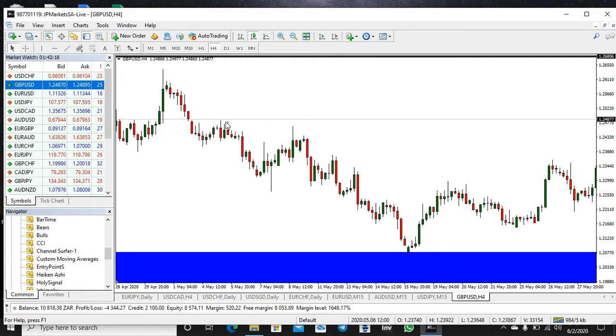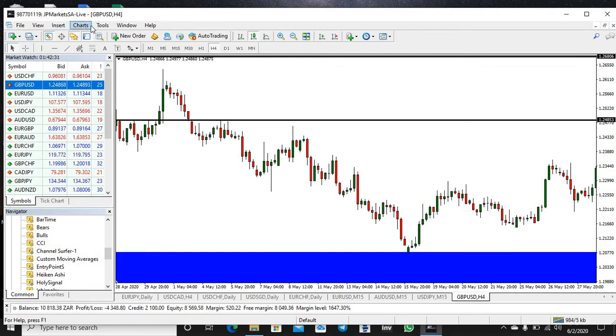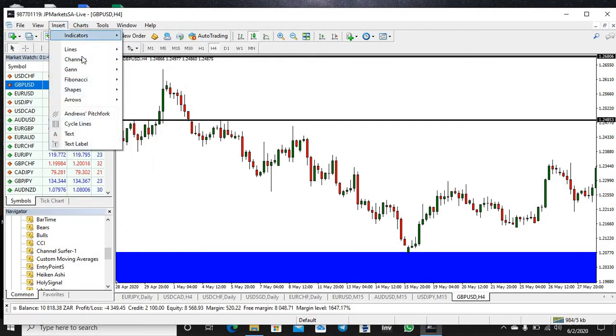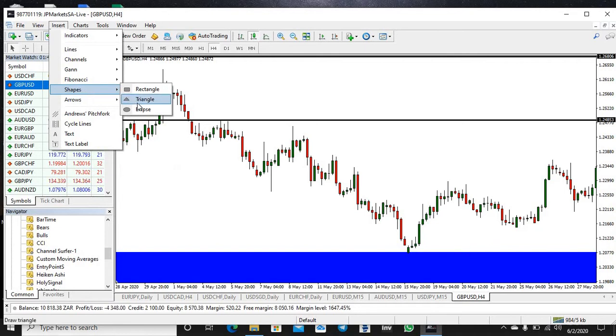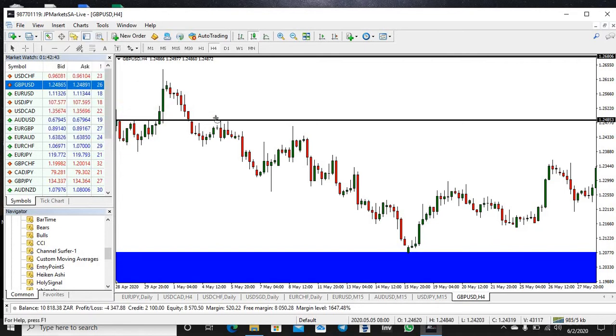There's a resistance that is happening here. We are not going to consider it that much. Let's just put a line here, because it's not a strong resistance zone. It's not a strong zone for resistance. So I just want to show you something.